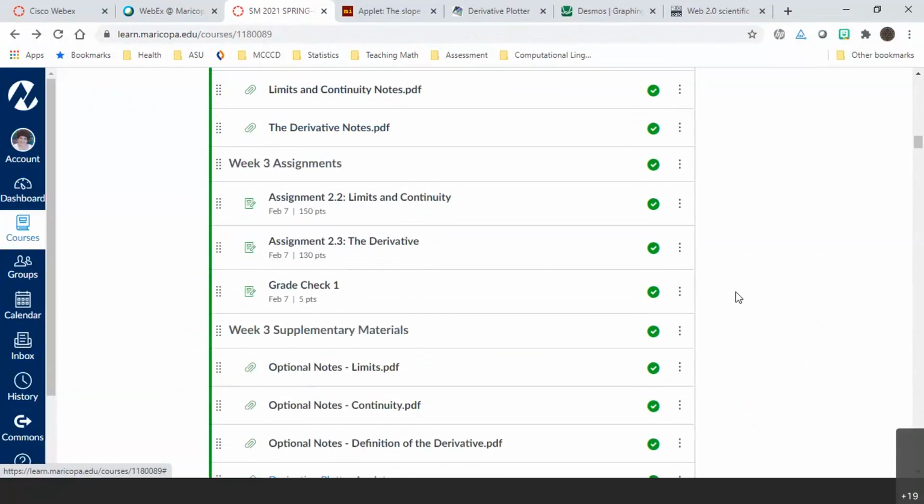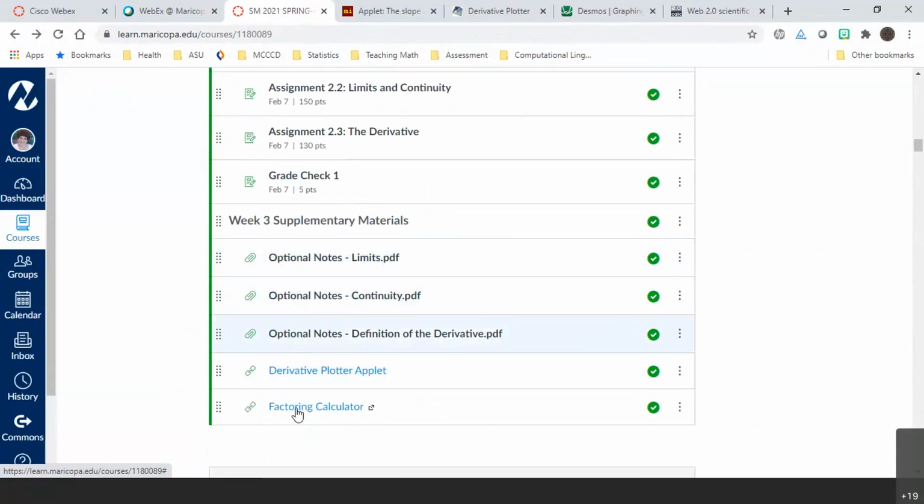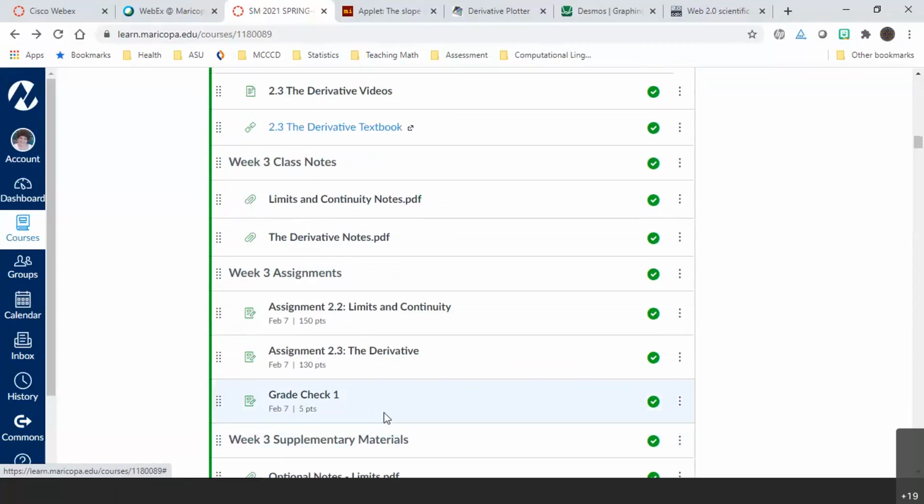What I'd like to start with showing you is down here in supplementary material. Actually, it's in the week prior. I've got a derivative plotter that I'm going to open later on. And I wanted to point out this factoring calculator because I've gotten a couple of questions from folks where you're trying to find a limit algebraically, and I think you might be getting stuck with the factoring. This is an actual app that if you type in, say, a polynomial equation, it'll try to factor it for you. So if factoring's a little rusty, don't get stuck there. Make sure the calculus stuff makes sense.